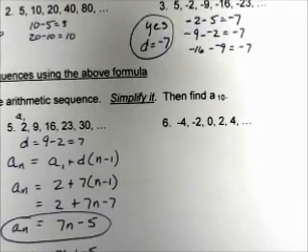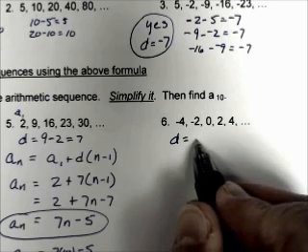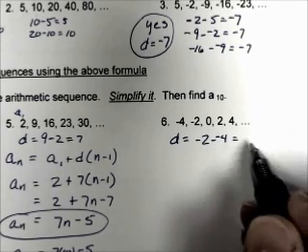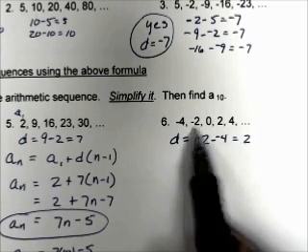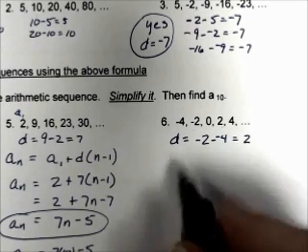Number 6. What's our common difference? Negative 2 subtract negative 4. That's negative 2 plus 4, which is 2. 0 subtract negative 2 is 2. 2 subtract 0 is 2. Okay, so our common difference is 2.